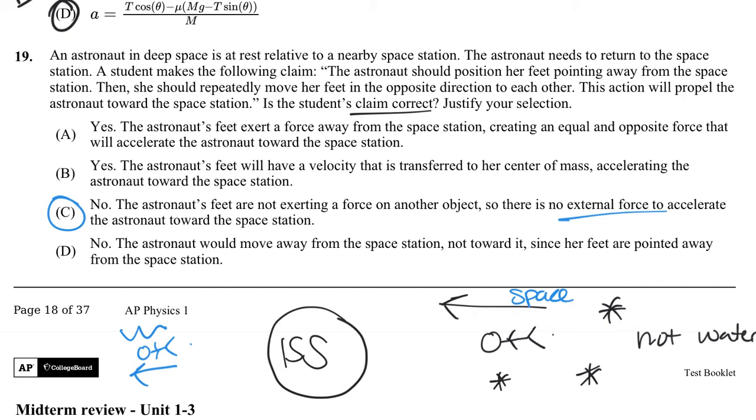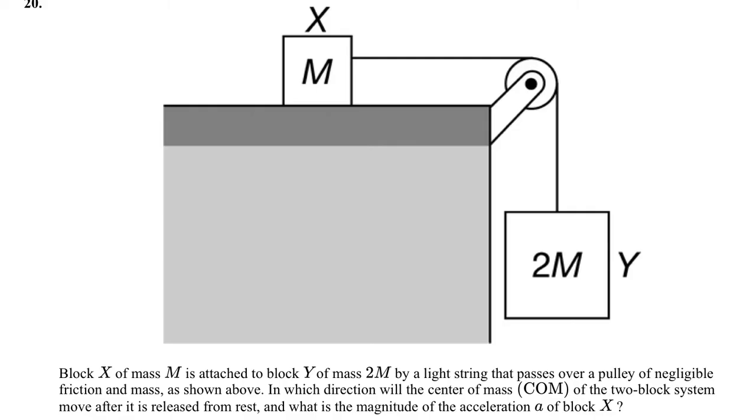You can also recall that in movies, like in the movie WALL-E, WALL-E was holding a fire extinguisher to bring himself back to the space station. So they were actually able to move through space with a fire extinguisher.